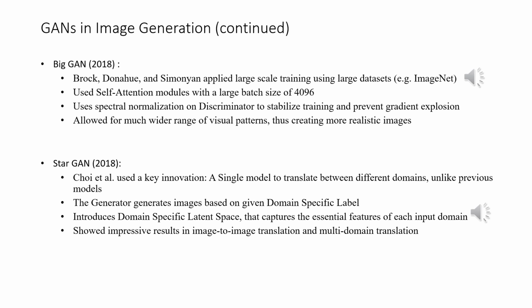The StarGAN was also introduced in 2018 by Choi and team, and this used a key innovation, a single model to translate between different domains, unlike previous models. The generator generates images based on a given domain-specific label. This model introduces a domain-specific latent space that captures the essential features of each input domain. This showed impressive results in image-to-image translation and multi-domain translation.